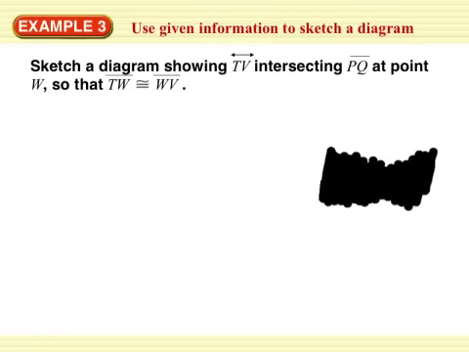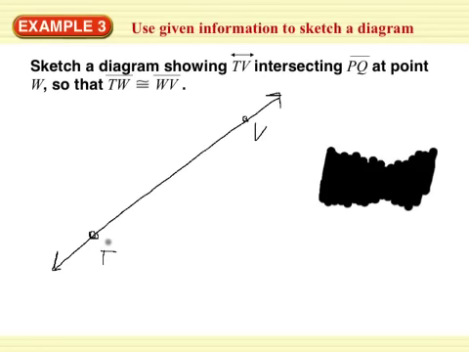All right, sketch a diagram showing line TV intersecting segment PQ at point W so that segment TW is congruent to segment WV. So I need to draw, it's the second time I've done that, there we go. I need to draw a line and label it TV.